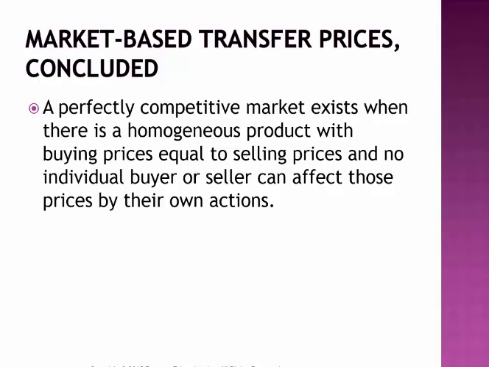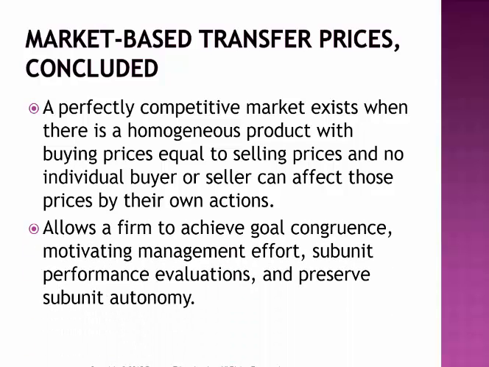Again, a perfectly competitive market exists when there is a homogeneous product with buying prices equal to selling prices, and no individual buyer or seller can affect those prices by their own actions. And it does allow the firms to achieve goal congruence. It motivates management's effort. The subunit performance evaluations are on an even keel, and it preserves subunit autonomy in the process of buying and selling the product or service.